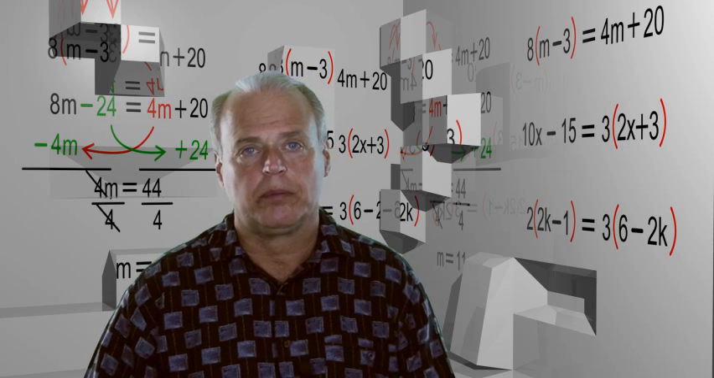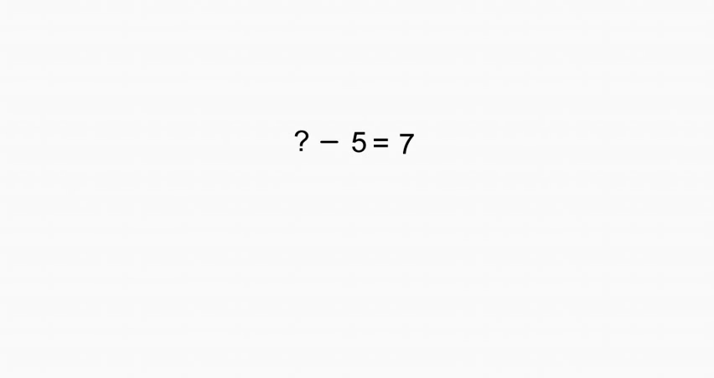Now let's look at the second one. I'm going to read it first. I want to find a number so that when I subtract 5 from it, I get 7. Again, the object here is to get the missing piece on one side by itself and a number on the other side. So let's take it apart. I can see that the unknown is not alone on the left side. 5 is being subtracted from it.